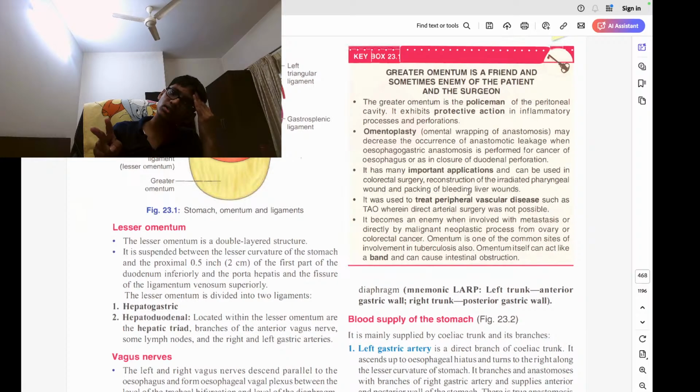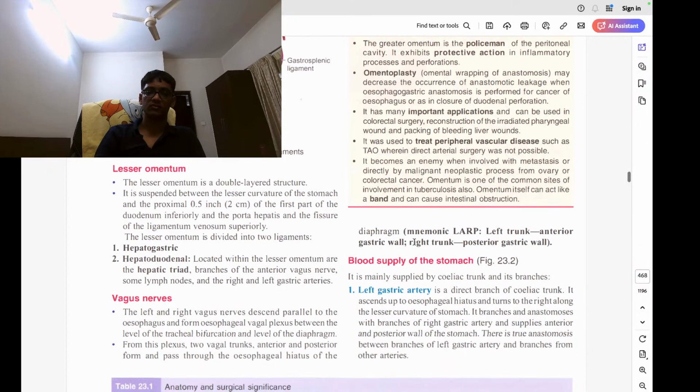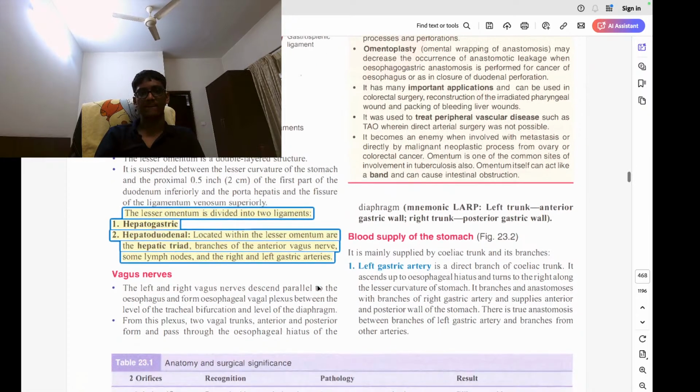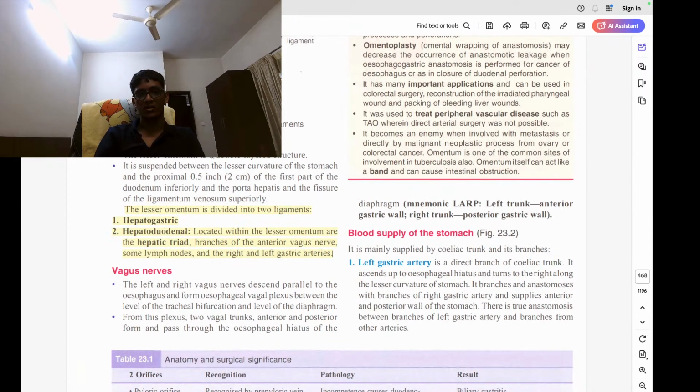The lesser omentum is a double layered structure. It is suspended between the lesser curvature of the stomach and the proximal 0.5 inch, 2 centimeters, of the first part of the duodenum inferiorly, and the porta hepatis and the fissure of the ligamentum venosum superiorly. It is divided into two ligaments: hepatogastric and hepatoduodenal. Located within the lesser omentum are the hepatic triad, branches of the anterior vagus nerve, some lymph nodes, and left gastric arteries.